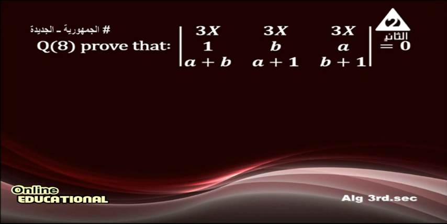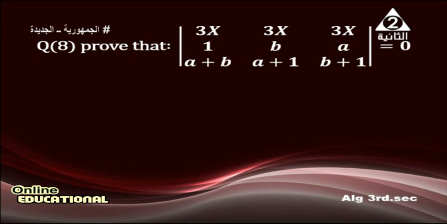When we add the second row to the third row, the third row becomes a plus b plus 1, a plus b plus 1, a plus b plus 1. After that, take a plus b plus 1 as a common factor, then the third row is 1, 1, 1, and the first row is 1, 1, 1. Two rows have the same elements, first row and third row, so the answer is 0. This is the method.